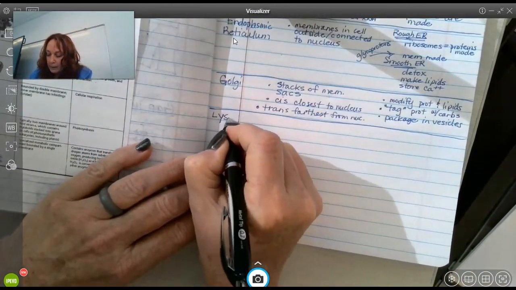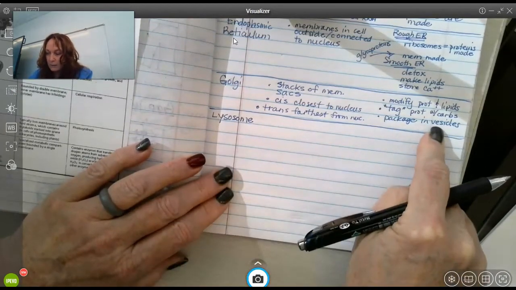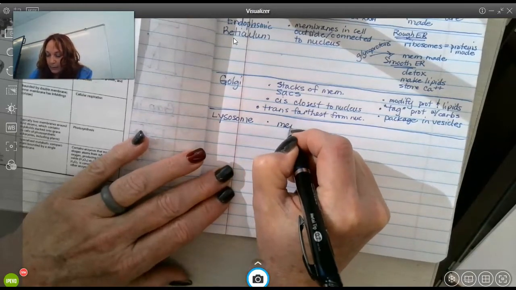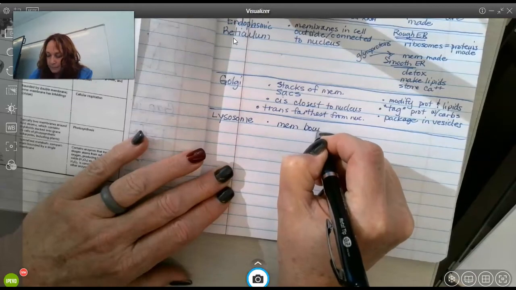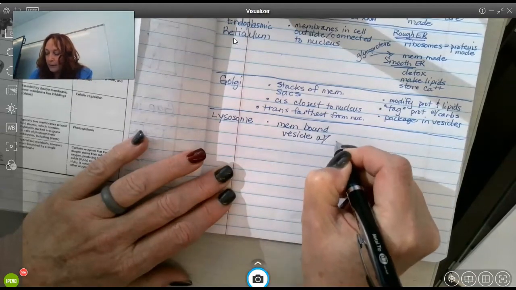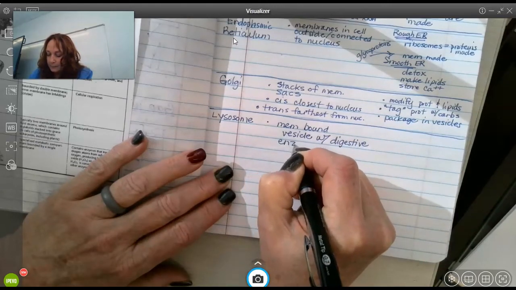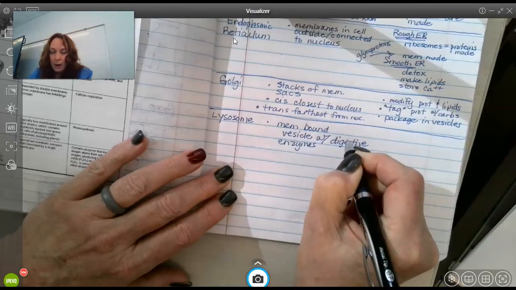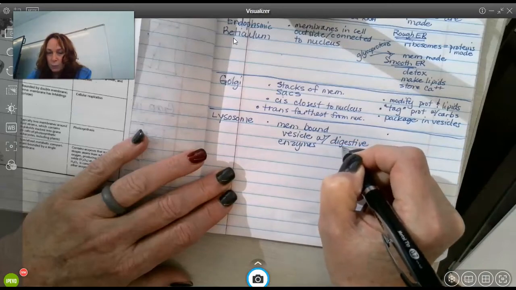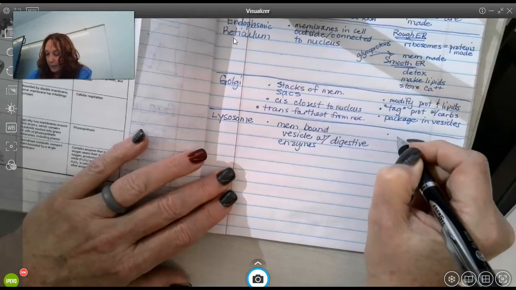One would be a lysosome. That's a specialized vesicle. So it's just going to be a membrane-bound vesicle with digestive enzymes inside. Often it has a low pH because these enzymes work best at a low pH. So it may have a microenvironment, is what that's called.